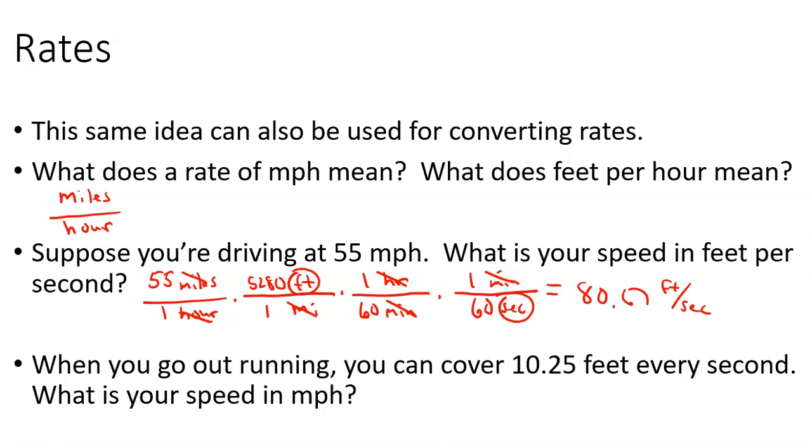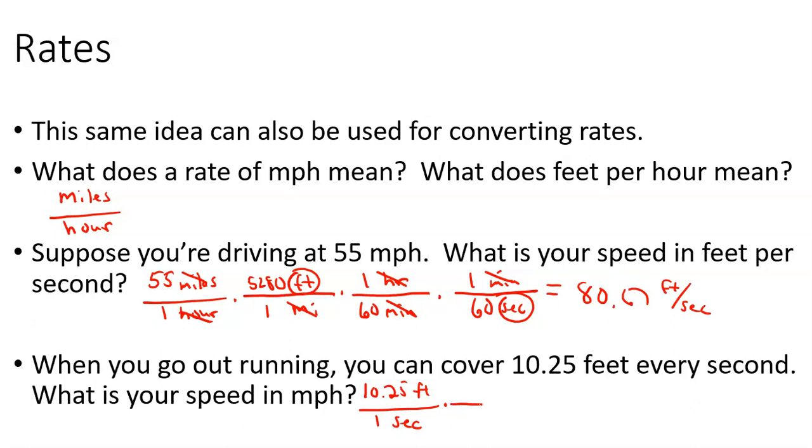All right, this last one: when you go out running, you cover 10.25 feet every second. What's your speed in miles per hour? So you know how many feet you cover in a second. You want to know how you're keeping pace with the cars on the road. So 10.25 feet per second means you cover 10.25 feet in 1 second. Now, eventually, I want this to come out in miles per hour. So you think I can convert the seconds to become hours and the other ones to become miles.